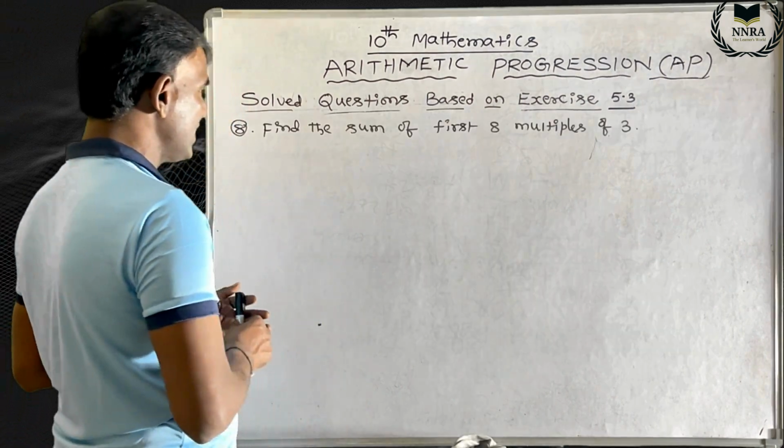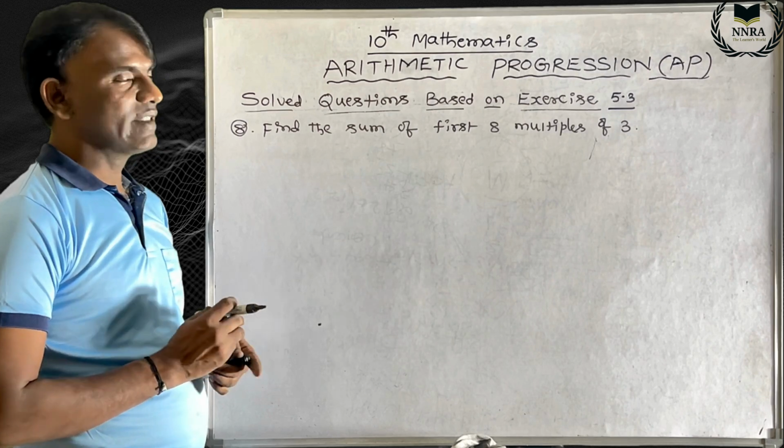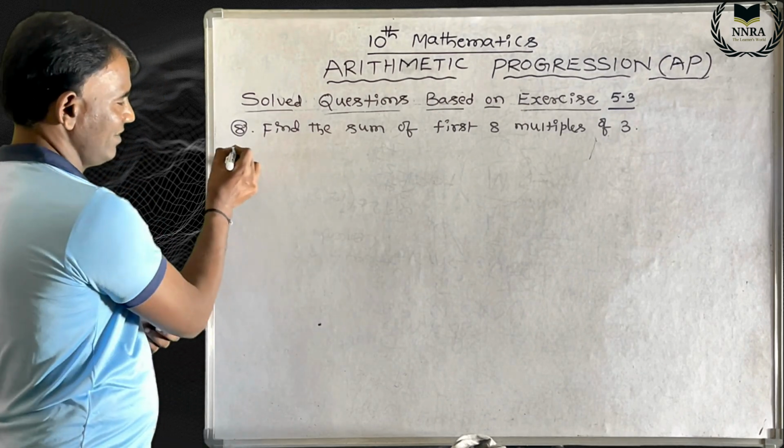So question number 8. Find the sum of first 8 multiples of 3. How to write 8?